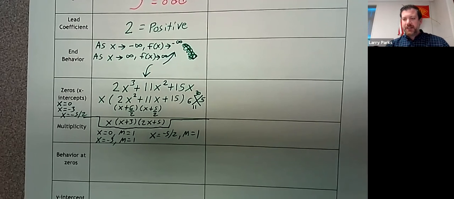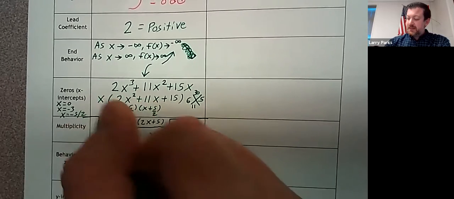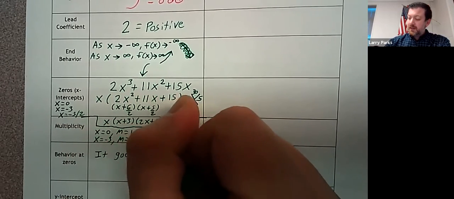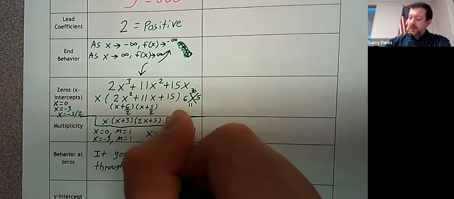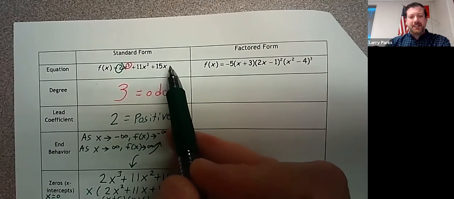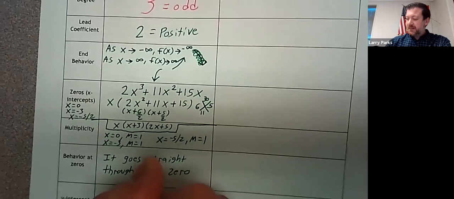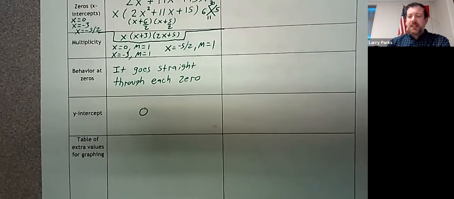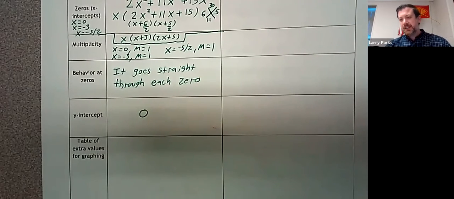Now, what is the behavior at each zero? Remember, when the multiplicity is 1, that's when it goes straight through. So I'm just going to put it goes straight through each zero. Now, what's the y-intercept? It's pretty easy in this case. It's the number that's on the outside, and there is no number, so it's going to be 0. So the y-intercept is 0. And then if you wanted to make a table for extra values, I'm not going to do that part, but you can just plug in, say, like -5, -4, -3, -2, and so on.